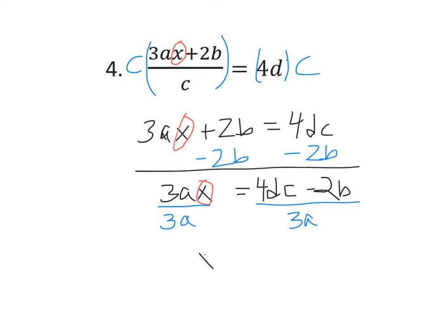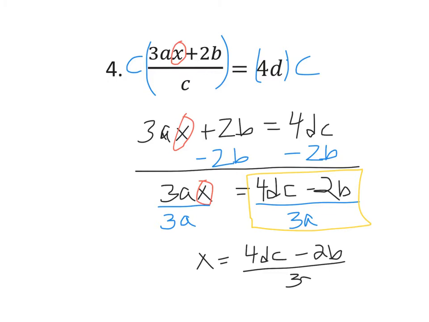And you're done. X equals, make sure you keep that right side exactly as you see it. I have some people, I call them flippers. They start flipping everything. Don't flip it. 4dc minus 2b over 3a. All right.